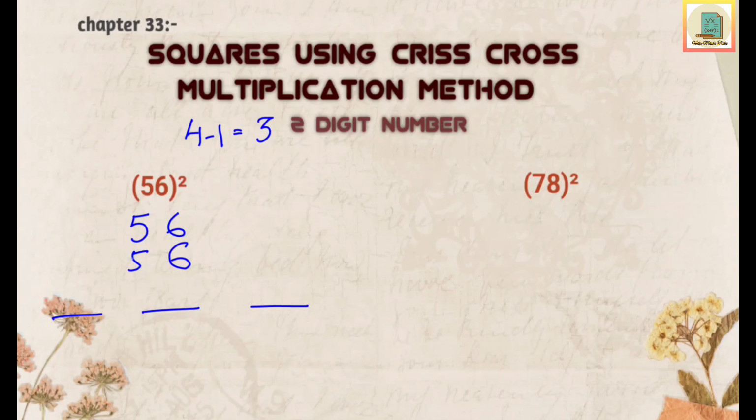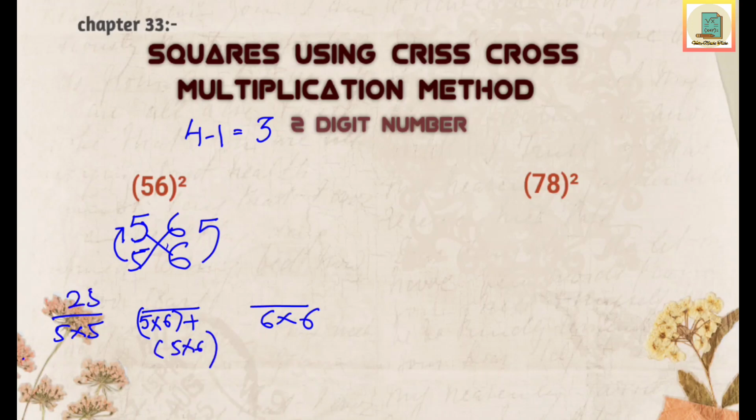Now in the first partition, multiply the first 2 digits, that is 5 multiplied by 5. In the third partition, multiply the last 2 digits, that is 6 multiplied by 6. And in the second partition, multiply the digits diagonally and add them, that is 5 multiplied by 6 plus 5 multiplied by 6. So in the first partition, we get 25. In the third partition, we get 36, and in the second partition, 5 6s are 30 plus 30, we get 60. So now we'll write the digits here, 25, make a partition, 60, and make a partition.